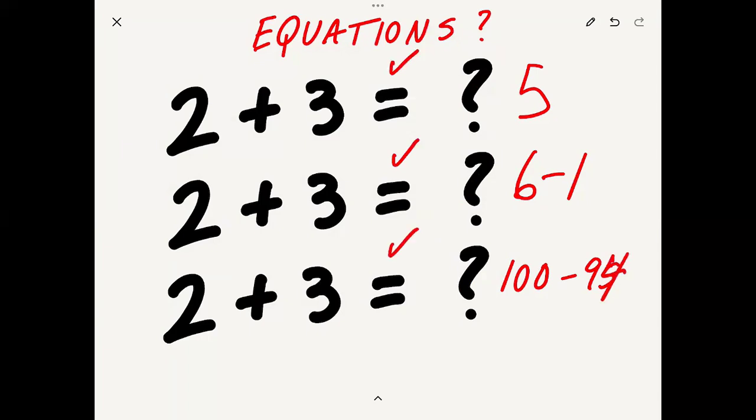If I said 94, this wouldn't work anymore. 2 plus 3 is not equal to 100 minus 94. So that no longer would be true. So the numbers have to match on the left-hand side of the equation and the right-hand side of the equation.